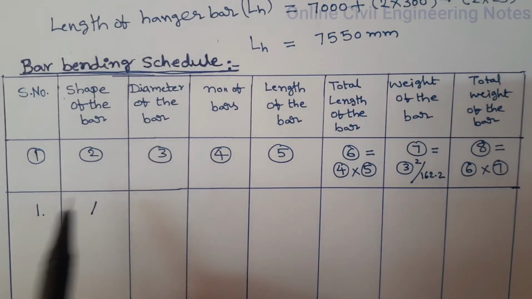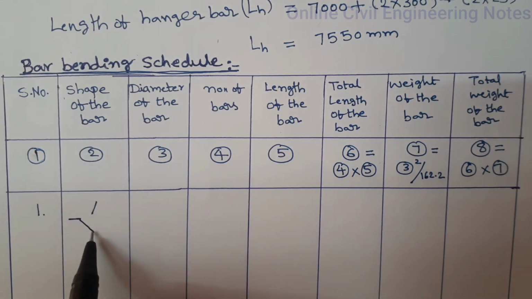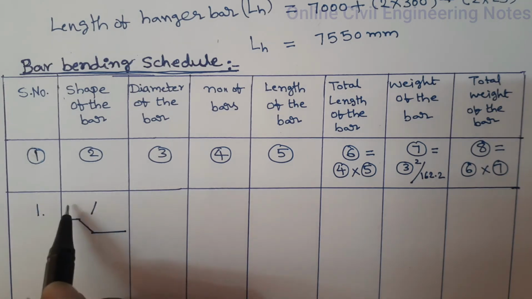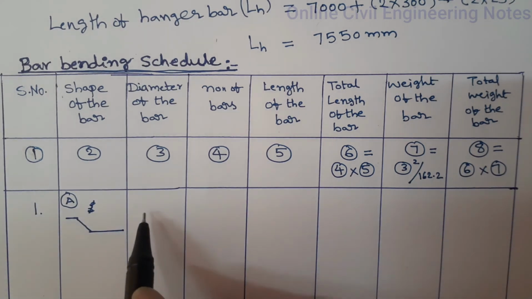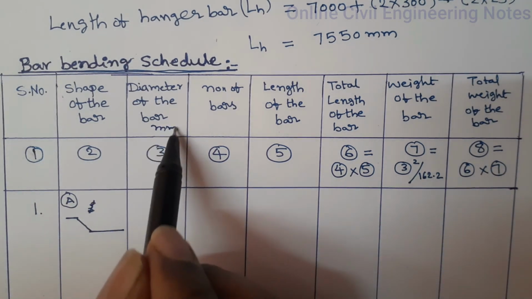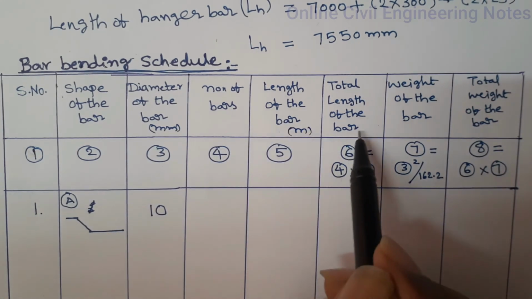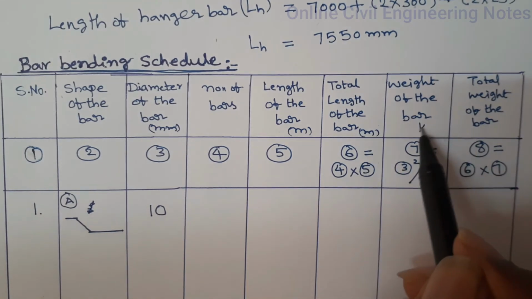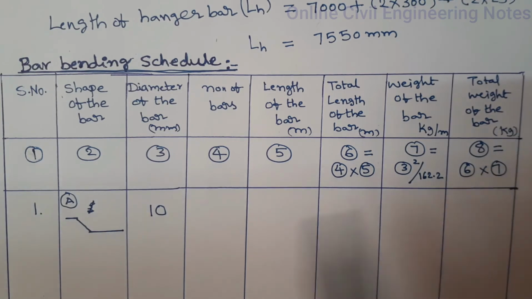Now prepare the bar bending schedule from the length of different bars. So first one is main cranked bar. The designation is A and the shape of the bar is this one. And diameter of bar is 10 mm. So the columns are: diameter in mm, number of bars in numbers, length of bar in meters, total length in meters, weight in kg per meter, total weight in kgs.